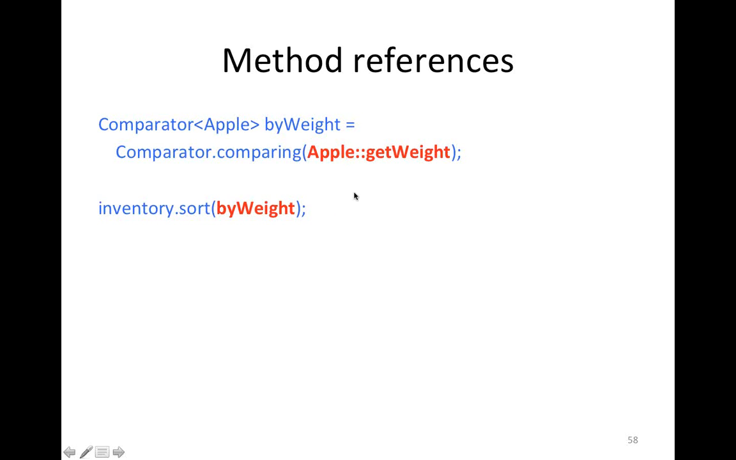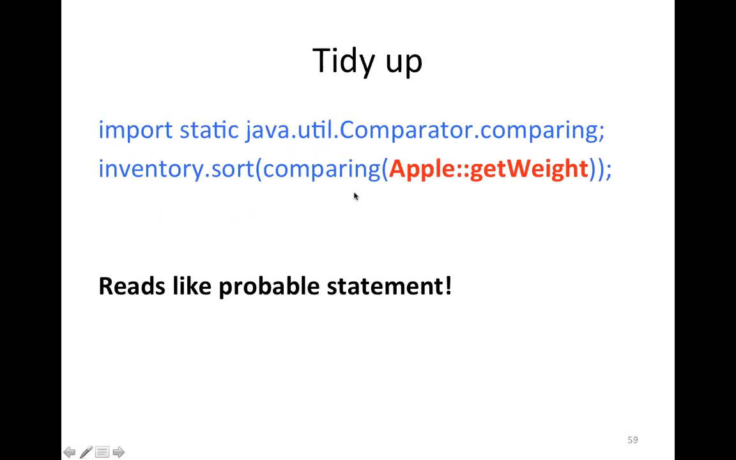We can go one step further by tidying things up. So here we're doing an import static of the Comparator.comparing method. And finally, we can write the code as follows: inventory sort, comparing based on the weights of the apple. So this is really amazing because now our code reads like the problem statement. So it's much easier to maintain and is much more readable.